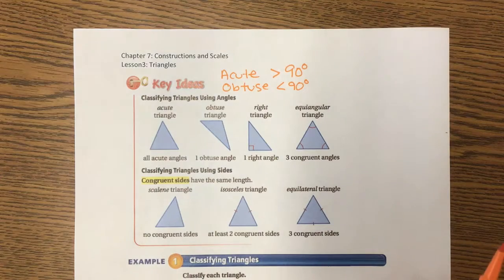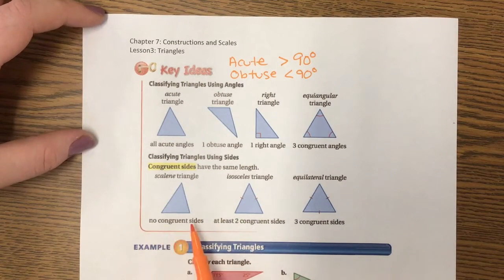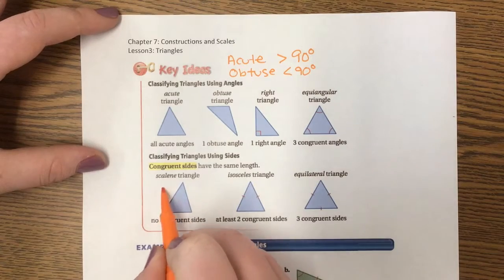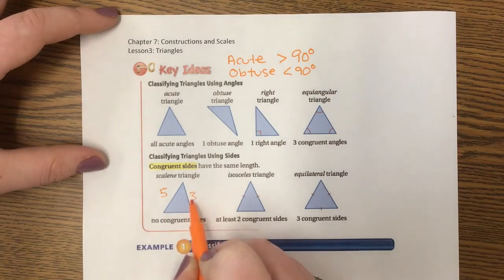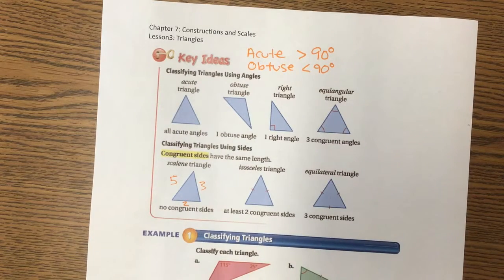So the first type of triangle using side lengths is a scalene triangle, and this has no congruent sides. This means that every single side is a different length. Okay, so this could be 5, this could be 3, and this could be 2. So all the sides are different lengths.